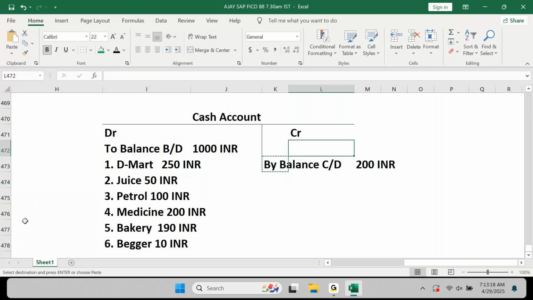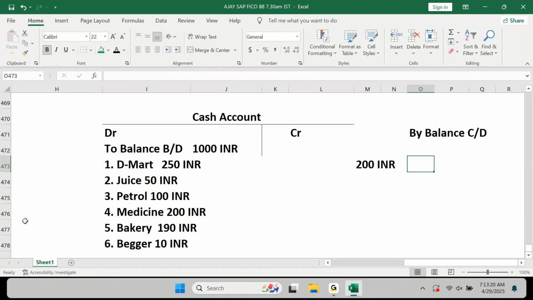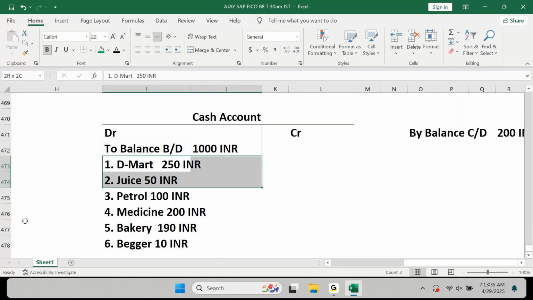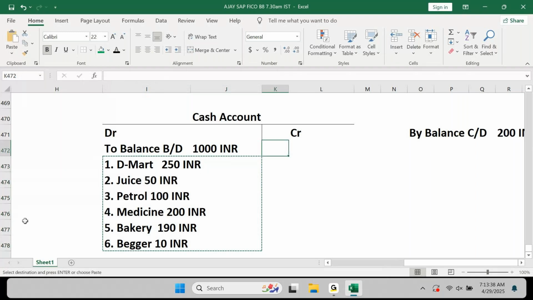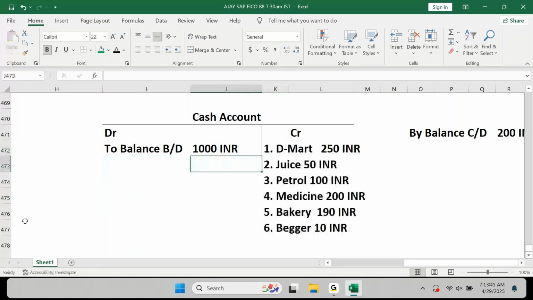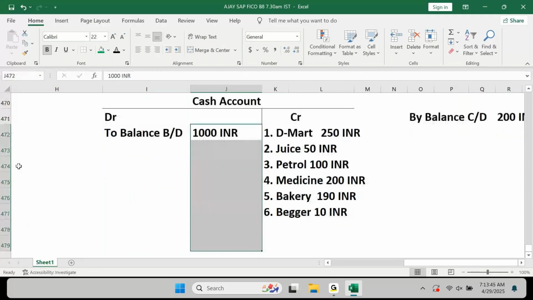Credit. Debit. Cash: what comes in is debit, what goes out is credit, right? If cash is coming in, debit. If cash is going out, credit. So these are all coming in or going out? Going out, sir. All are going out, so everything will be a credit.